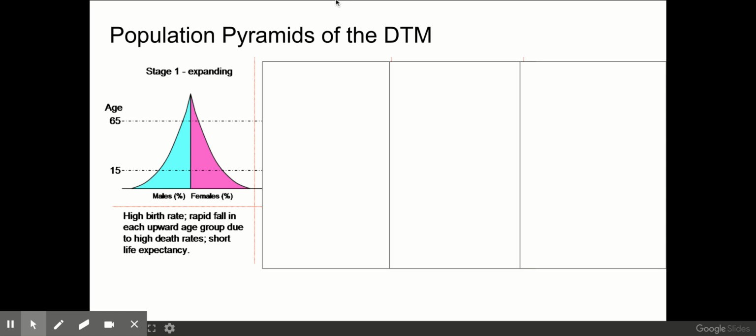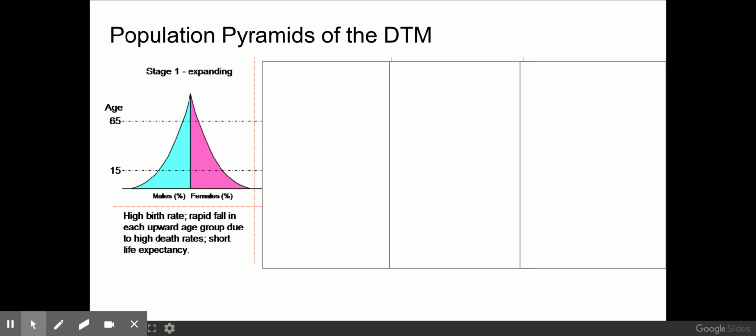On the next slide of your Jamboard, on slide number 10, it says population pyramids of the DTM. Draw what each stage's population pyramid would look like at each stage. So that's what this slide right here on the screencastify that you're looking at is showing you.